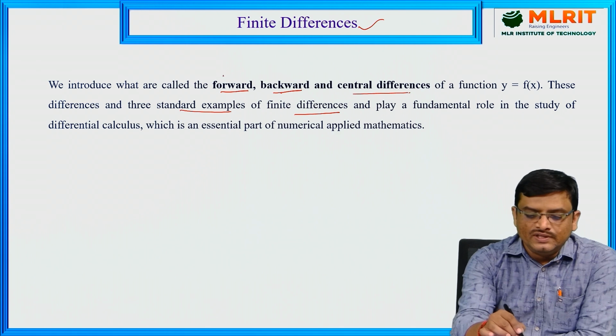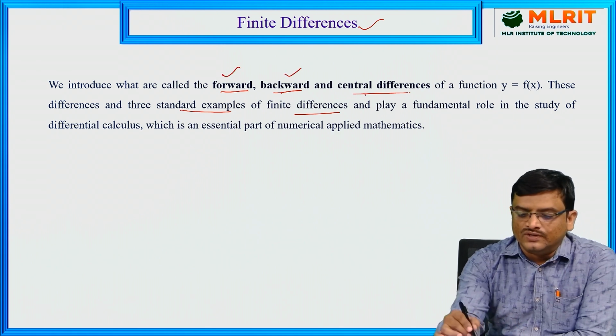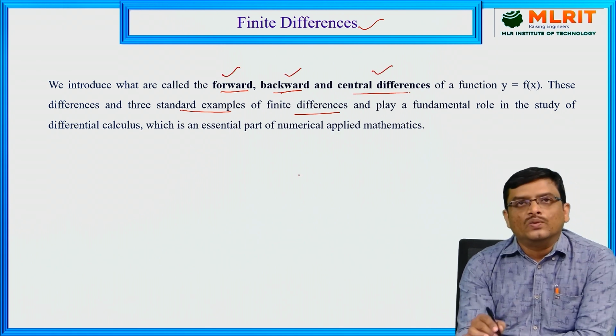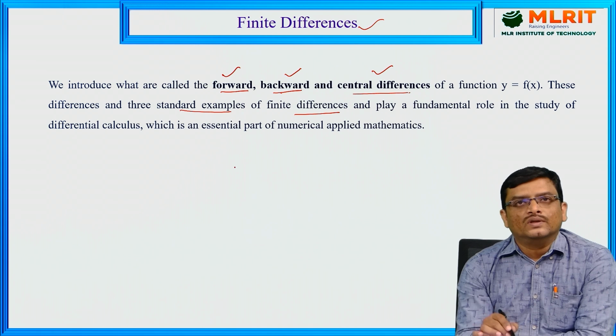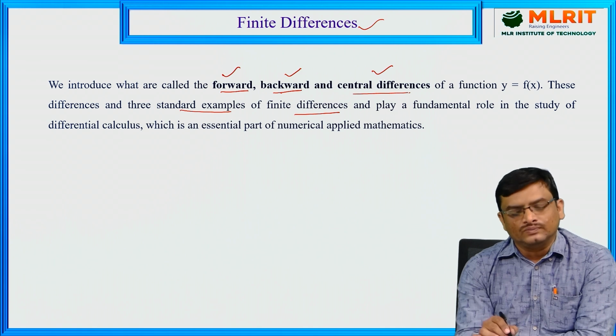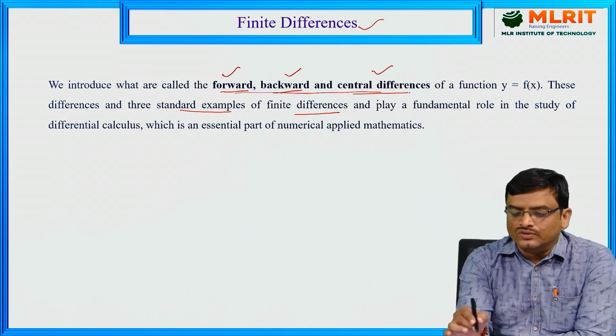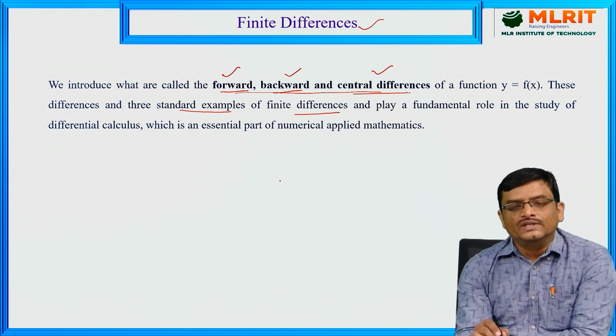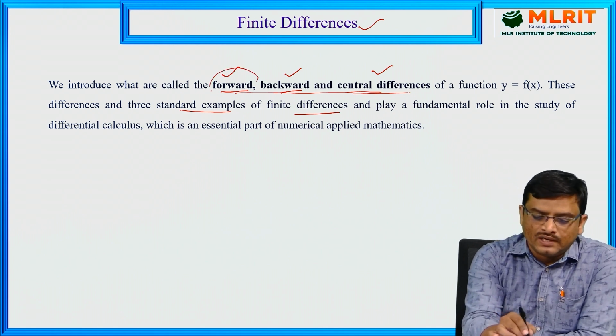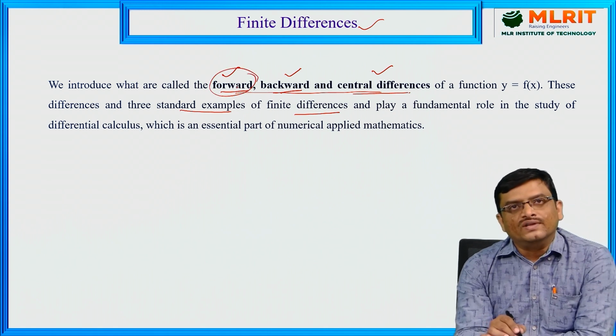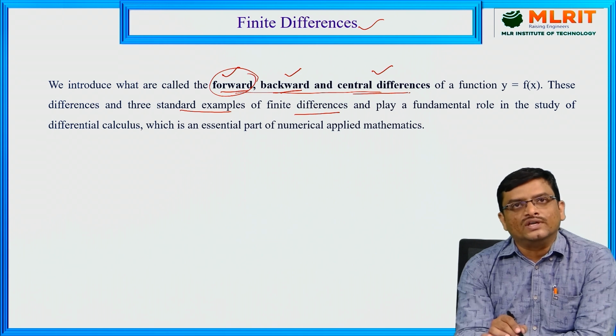So these three we can consider as standard examples of finite differences. By using forward differences, backward differences, and central differences, we are going to find out the value of y at a given value of x for an unknown function. First in this video, we'll discuss what forward differences are and how to construct the forward difference table.